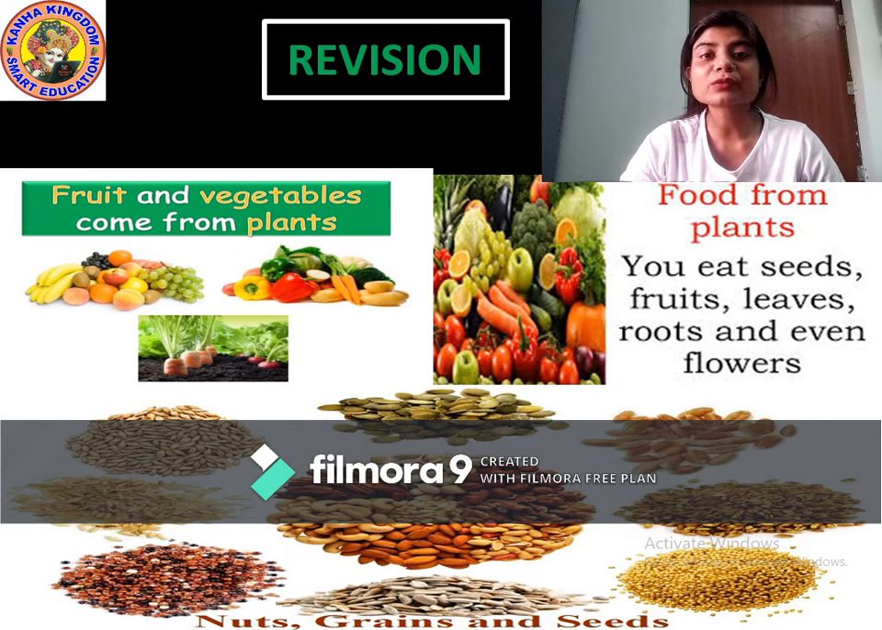Okay, plants which produce grains that we can eat as food are called cereals. For example, rice, wheat, maize, barley, oats, etc. Corn. These are the different types of cereals. These are the grains of a plant that we eat.